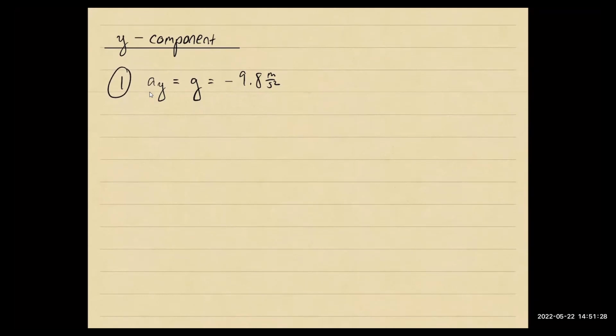The second thing we need to know about projectile motion for stuff in the y direction is that the height of our object is equal to the initial height of our object plus the y component of our initial velocity vector times time, plus 1/2 times the acceleration due to gravity times time squared.